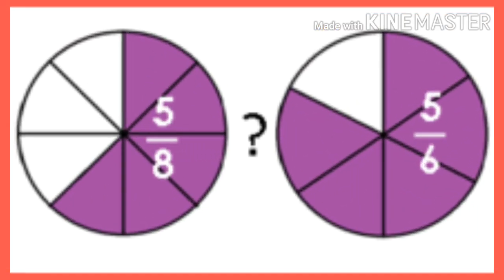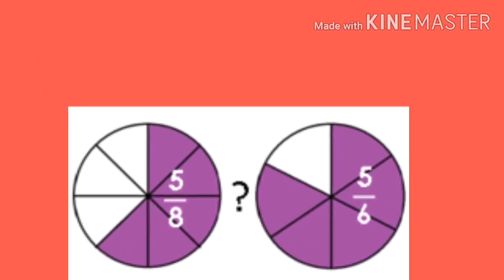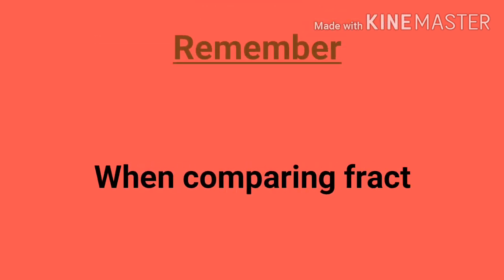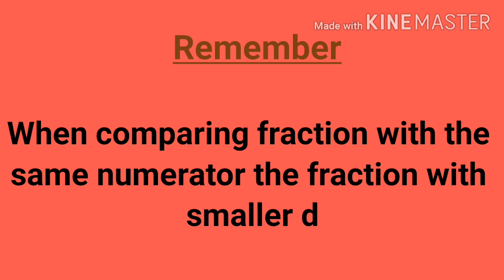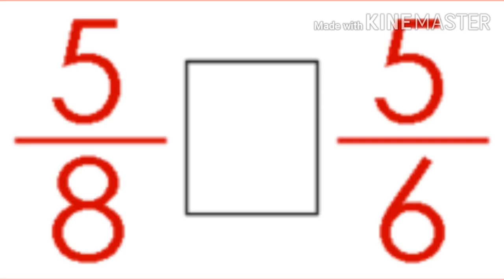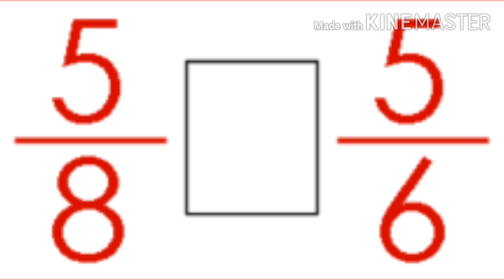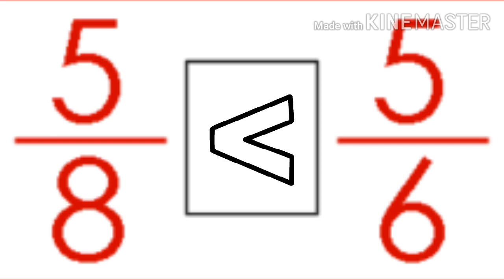Let's take one more example. Here, which one is greater, 5/8 or 5/6? Always remember, when comparing fractions with the same numerator, the fraction with the smaller denominator is the larger fraction. Since 5/6 has the smaller denominator, it is the larger fraction. So, 5/6 is greater than 5/8.